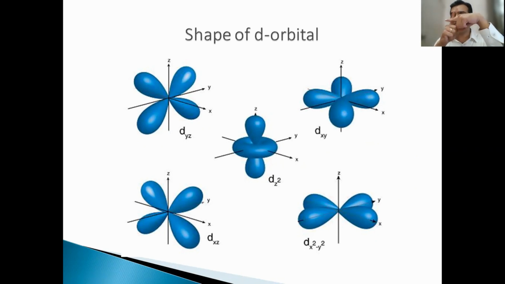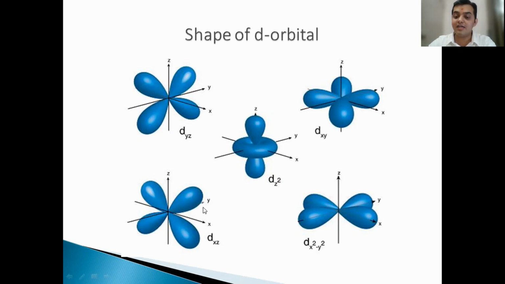This is x and y. It is in between x and y, like a cross. So it is in between the x and y axis. Dyz is in between the y and z axis. Dxz is again in between the x and z axis. So can you see, everywhere there are two dumbbells? That's why the name is double dumbbell shape. In the same way, the dxy, dyz, and dxz are in between the xy, yz, and xz axes.